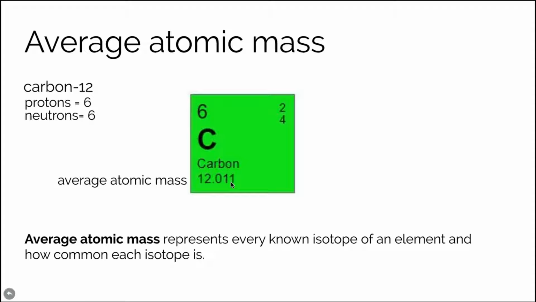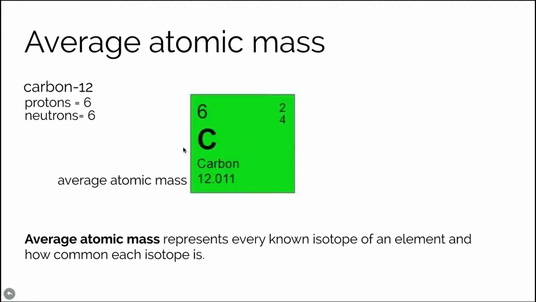The reason that we have this on here is that when we see these element diagrams, we're not given the different isotopes of every atom. But what this average atomic mass is telling us is that it is the average mass of every isotope that is possible in nature.